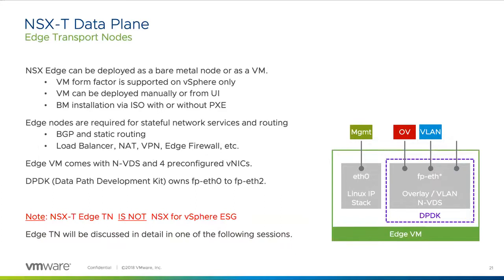Edge transport nodes. And again, we'll get more into edges in our next installment with switching and routing. But for now, just know that these are extremely powerful and flexible network appliances. They're required for stateful services and act as the bridge to other networks. They can be deployed as a virtual machine appliance, or for high throughput use cases as a physical node. And that's where the edge nodes really come into their own.